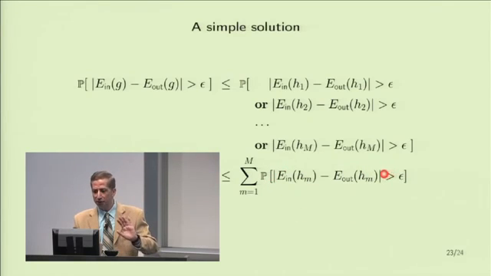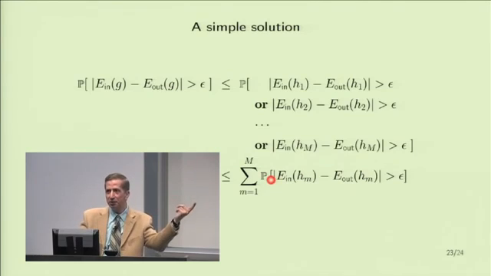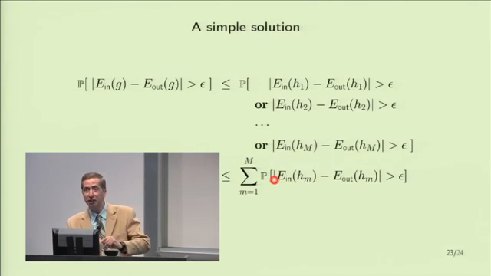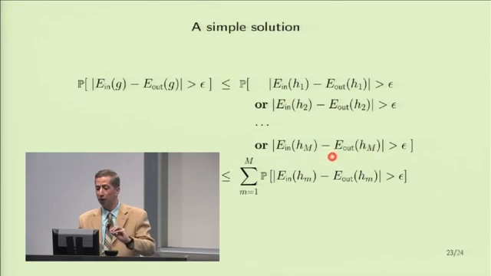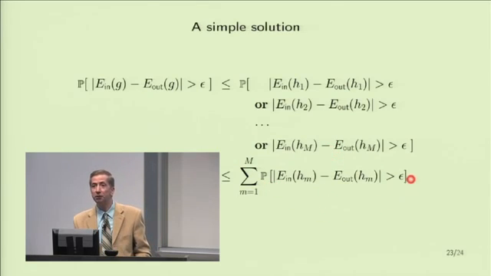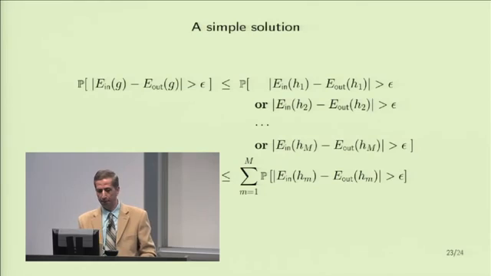Okay? So this is a mathematical statement now. I'm not looking at the bigger experiment. I reduce the bigger experiment to a bunch of quantities. Each of them corresponds to a simple experiment that we already solved. So I can substitute for each of these the bound that Hoeffding gives me.